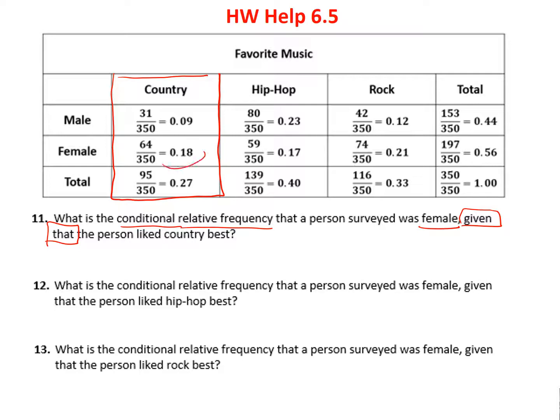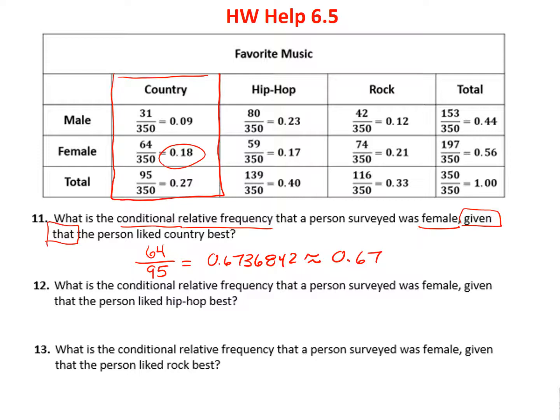Well, the number of females is 64, and this time, because I'm only looking at country, I'm going to divide it by the total of people who like country, which is 95. So 64 over 95 is going to be, on my calculator, 0.636842, and I will simply round that off to about 0.67. So about 2/3, when it comes to country music, 2/3 of the people who like country music are female.